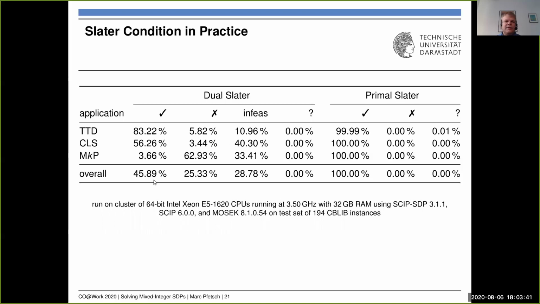For the dual, that means the dual Slater condition is rather often not fulfilled, but the primal is very often fulfilled. But sometimes, very seldom, the interior point method cannot conclude whether the problem is feasible or infeasible. Here we're using Mosek as an SDP solver.